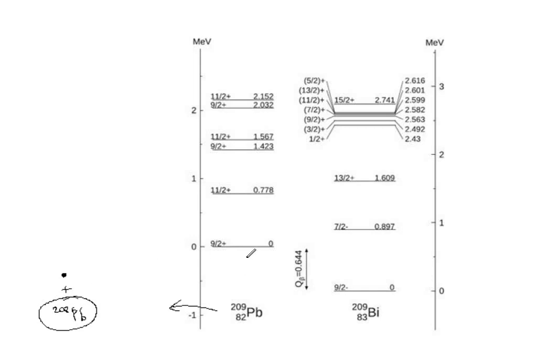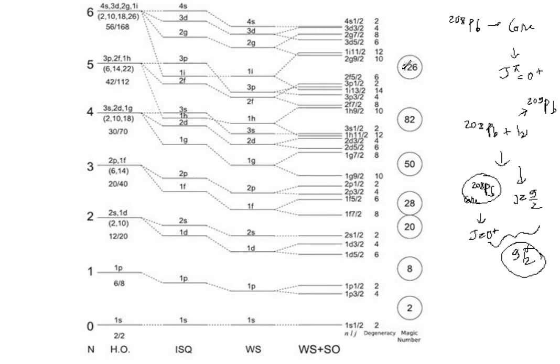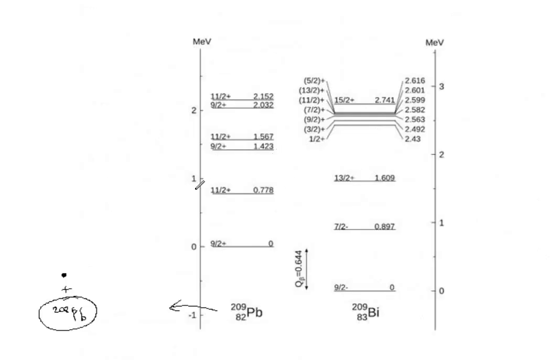Do you understand? What does this mean? Look, what is the first excited state here? What is it? 11/2. How do you get this 11/2? You see, only if the core remains as it is, the core is not polarized, not excited, and this neutron in g9/2 goes to i11/2, then I can explain the first excited state. So 11/2. But look at the second excited state. What is it? 9/2 plus.